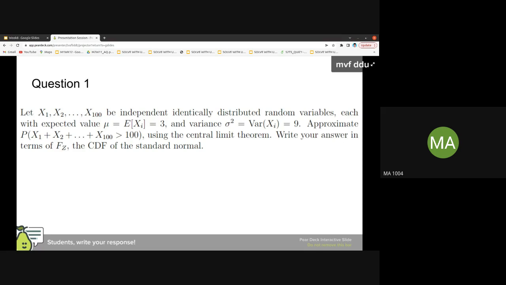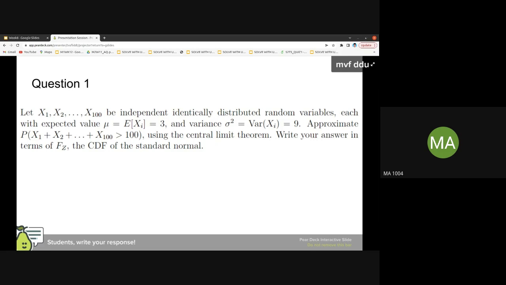Now what we ask you is to approximate the probability that the sum of these random variables, X1 plus X2 plus up to X100, is greater than 100. If I look at the sum of these 100 random variables, I want the probability that it is greater than 100. We cannot find the actual probability, so that is why we are approximating the probability using the central limit theorem. So CLT is basically used to approximate probabilities.